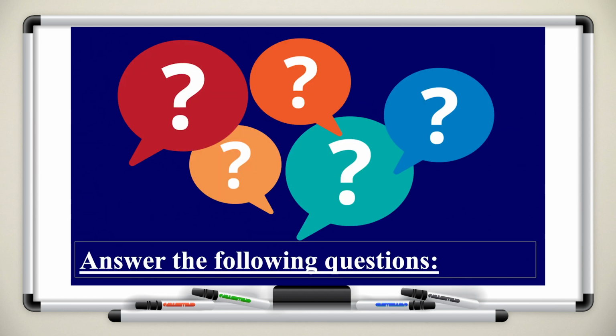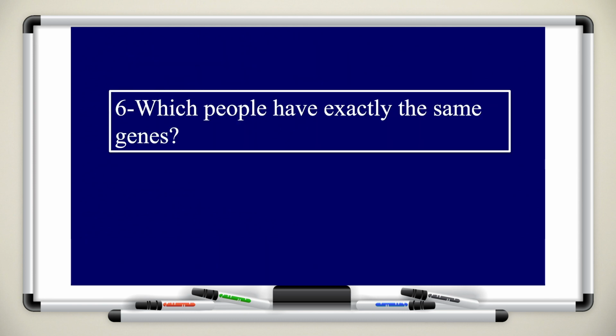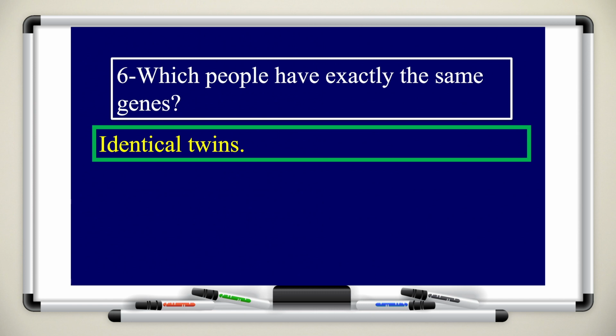After you finish the multiple choice questions and you make sure you chose the correct ones, now you can answer the productive questions. Here, you require full, meaningful sentences to answer. Question 6. Which people have exactly the same genes? Now, which people did they mention in the text that says they have the identical twins?